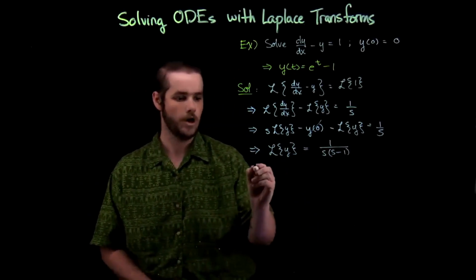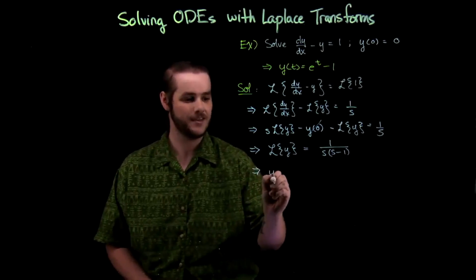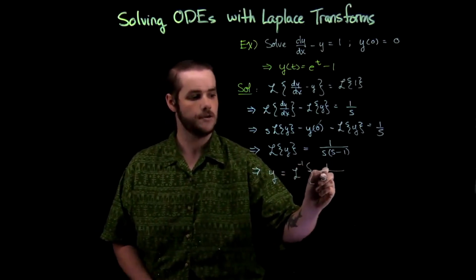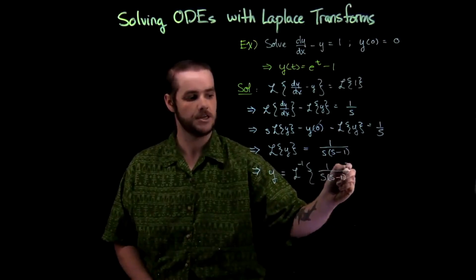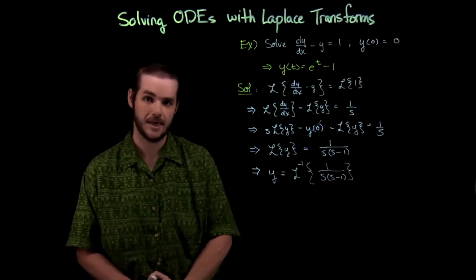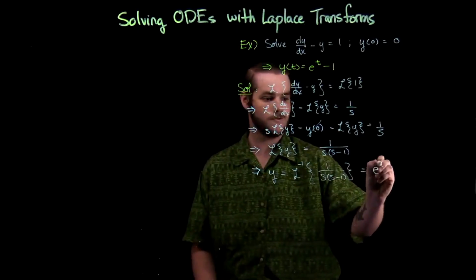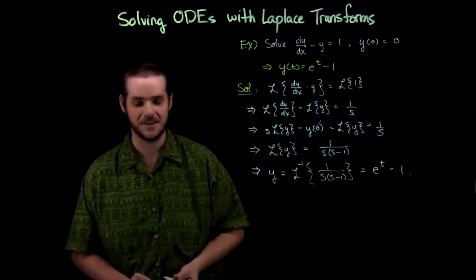And now, in one more logical step, I get that y is the inverse transform of 1 over s times s minus 1, which we actually did together in a previous example. It's e to the t minus 1.